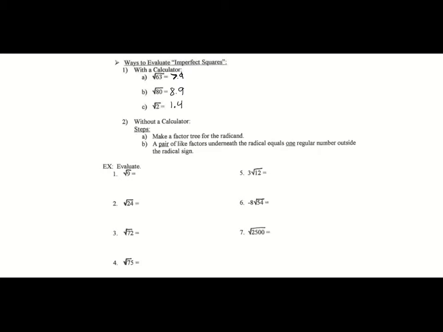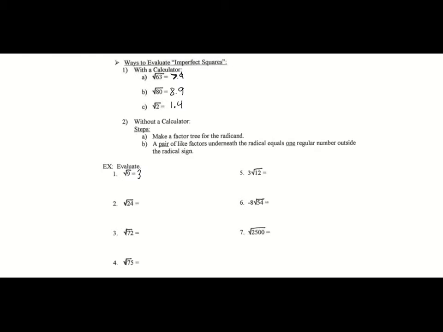The second way you can find the imperfect square without a calculator is to make a factor tree. And we are going to look at a few examples of these below. So if we look at example 1, we have the square root of 9. The square root of 9 is a perfect square, so we don't have to use a factor tree for this one. We know that 3 times 3 gives us 9, so our answer for number 1 is 3.